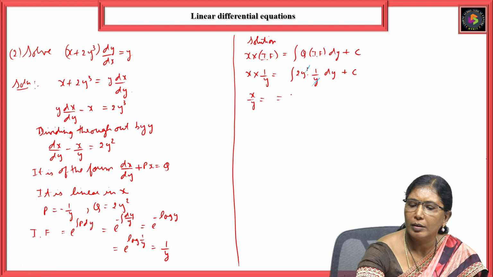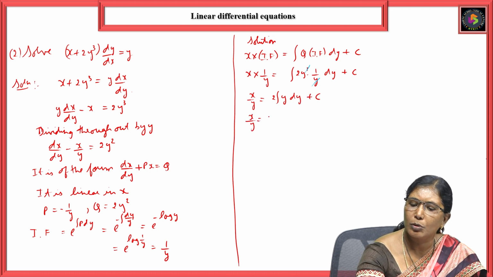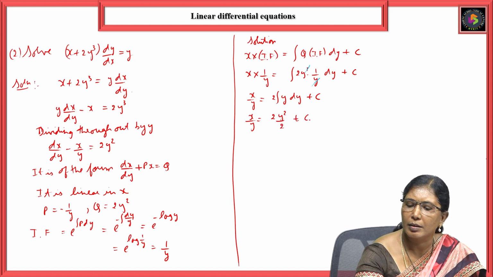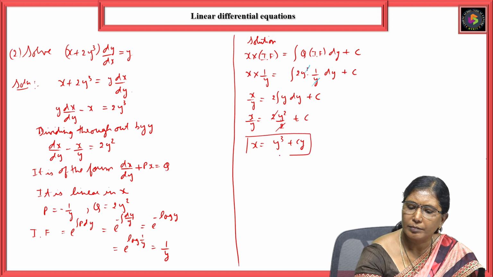So what do you get here? Integration, 2 is constant, take it outside, y dy plus c. x by y is equal to 2y square by 2 plus c. So 2 gets cancelled. What do you get? Multiplying throughout by y, x is equal to y cube plus cy. So this is the answer.